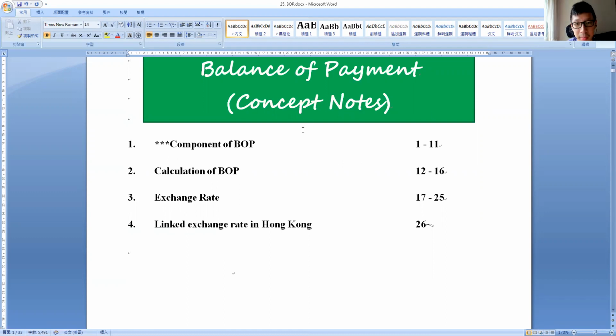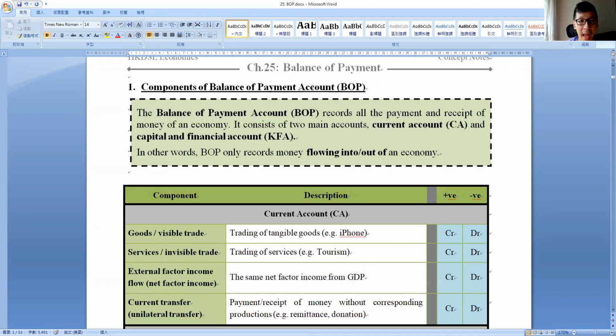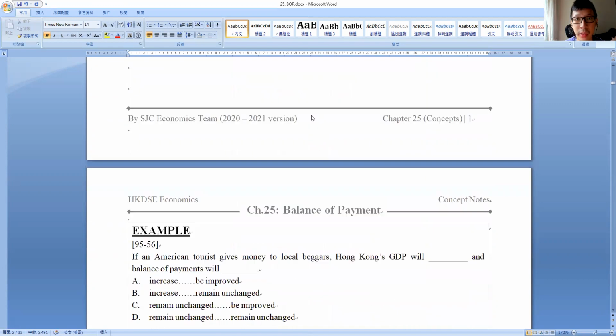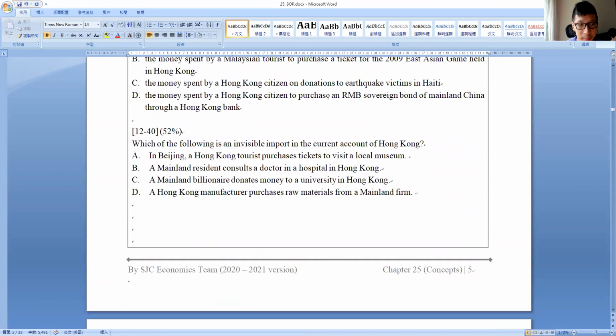So when we talk about balance of payment, let's ask the question, what exactly does balance of payments mean? Remember, balance of payments records all the payments and receipts of money of an economy. So pretty simple, balance of payment only records money flowing into the economy or out of the economy. There must be money flowing in or out before it counts in balance of payment. Okay, now without looking into the details, let's do two questions first to illustrate our point.